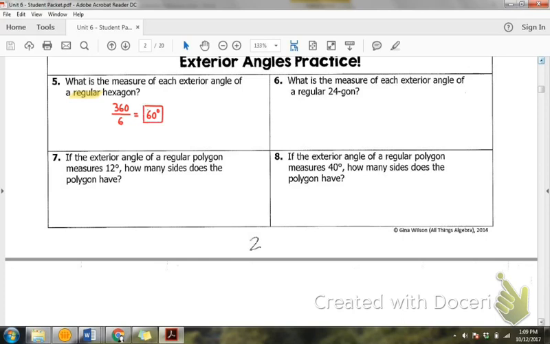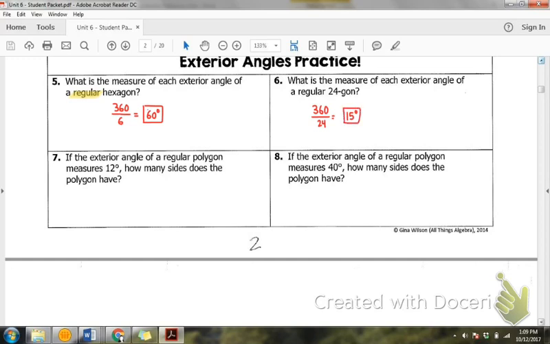Okay, what about number 6? It says, what's the measure of each exterior angle of a 24gon? Well, first, how much do all the exterior angles add up to be? 360, no matter the size, right? And what are we going to divide by this time? 24. 360 divided by 24? So each exterior angle is 15 degrees.